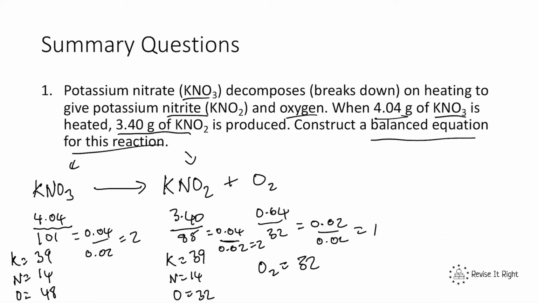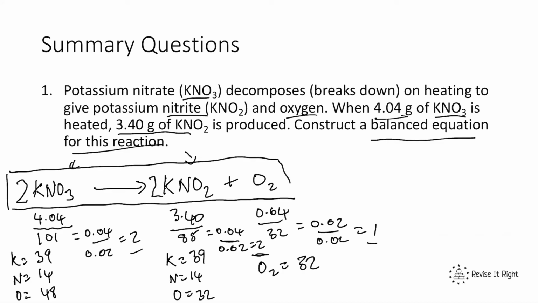So that now tells us that 2 moles of potassium nitrate, so we're going to put 2 there, forms 2 moles of potassium nitrite, so we're going to put that there, and 1 mole of oxygen. And again, because it's 1 mole, we don't write that, so we just leave it there. So that should have been the answer you got for your balanced equation for this reaction.